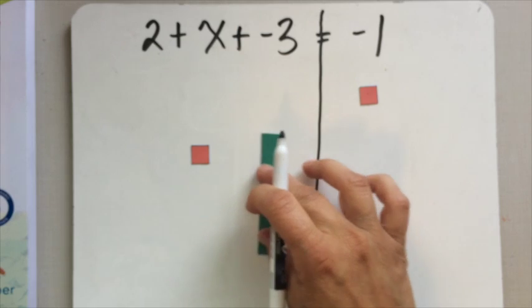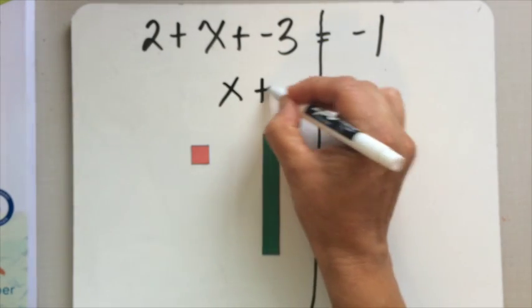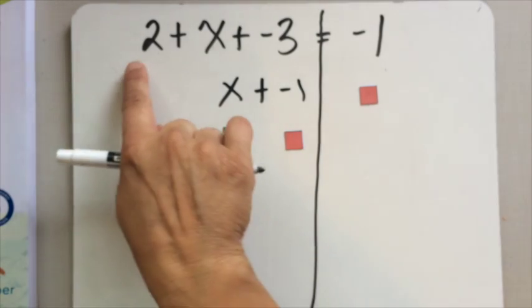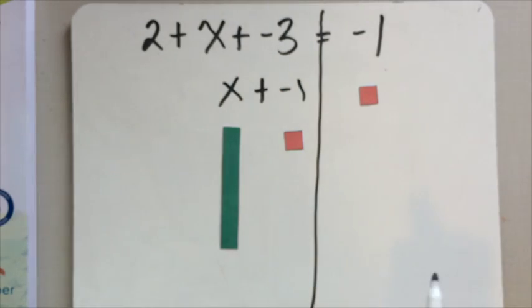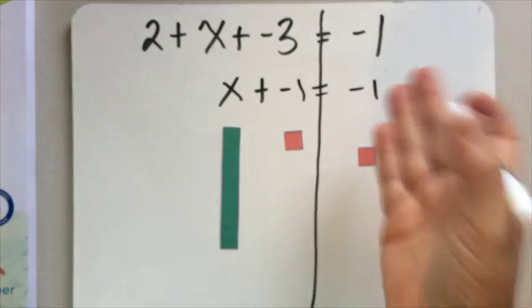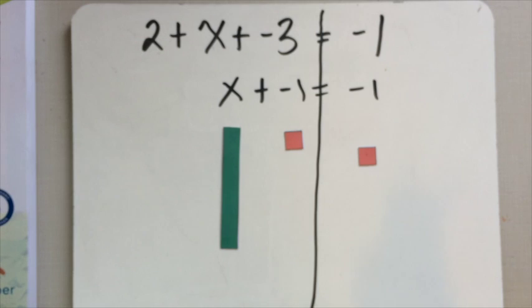So I'm going to rewrite this as x plus -1. Maybe I'll put it like that. Does everybody see that I just combined these 2 ones with these 3 -1s? And this side doesn't change. There was nothing to combine over here, so it stays the same. So I have x plus -1 equals -1.